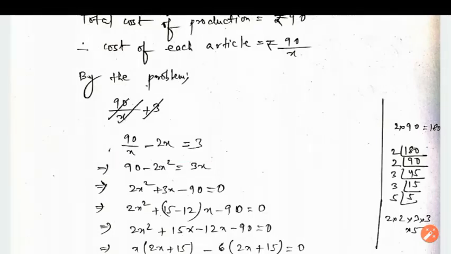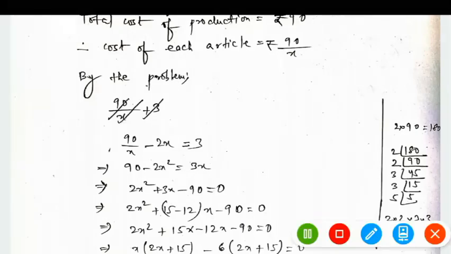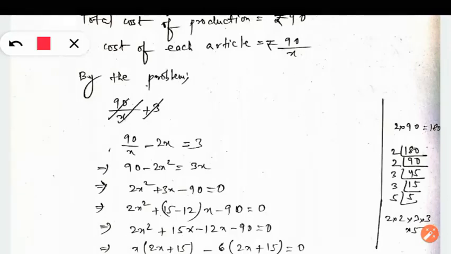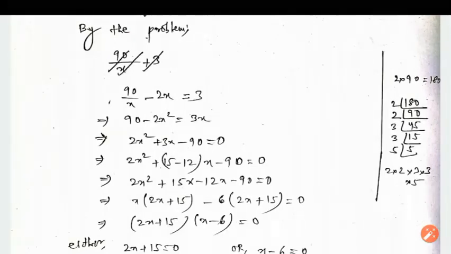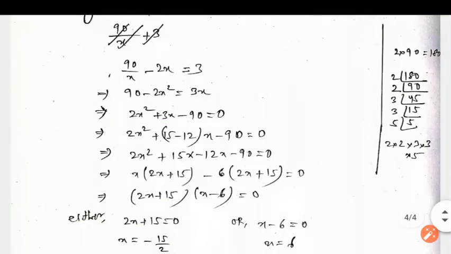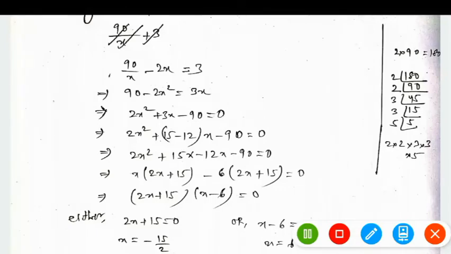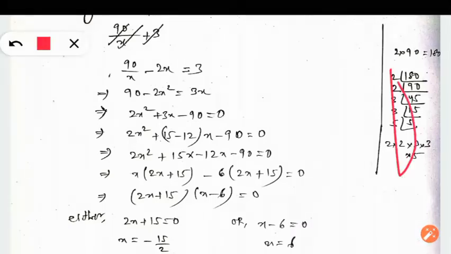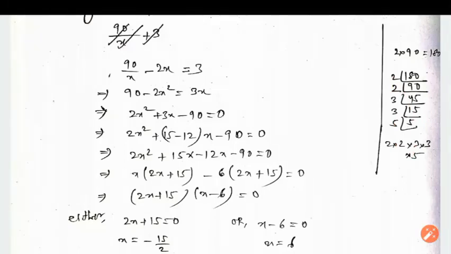Cost of each article, which is 90 by x, is 3 more than twice the number of articles, which is 3 plus 2x. So if you take 2x from RHS to LHS, it will become minus 2x. Now I have taken LCM, then cross multiplication, and then after rearranging I got this. Now do the same thing. 2 will multiply with 90, 180. Break 180 into its factors: 2 into 2 into 3 into 3 into 5.